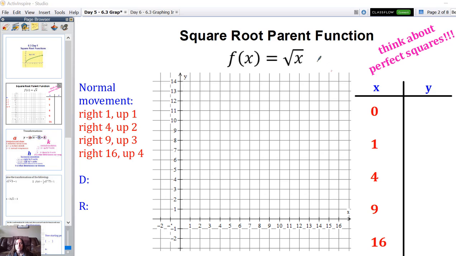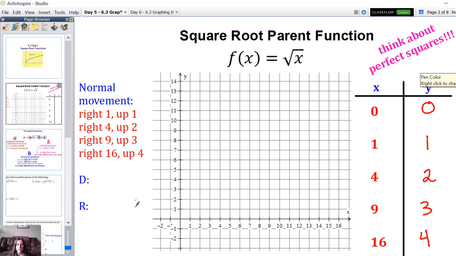So now let's go ahead and substitute those in. The square root of 0 is 0. The square root of 1 is 1. The square root of 4 is 2. The square root of 9 is 3. And the square root of 16 is 4. So these are all going to be a bunch of ordered pairs for our graph.